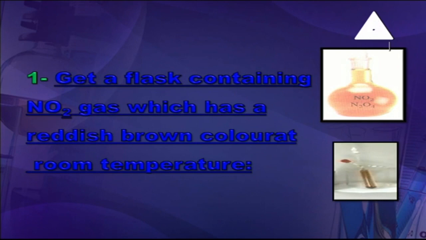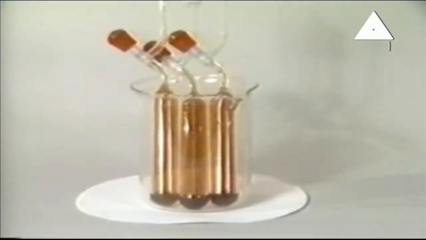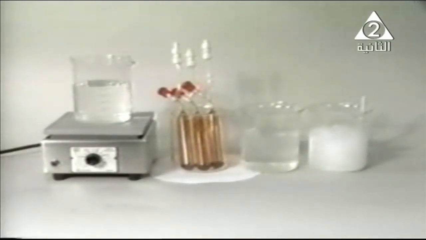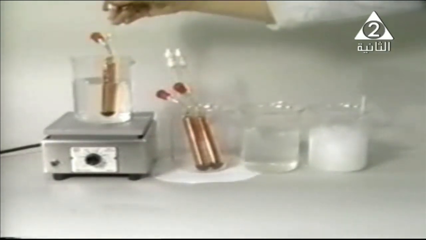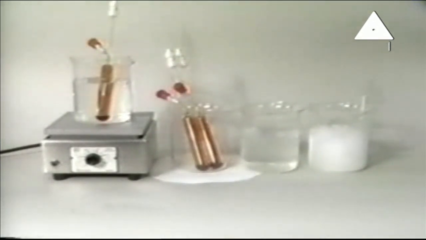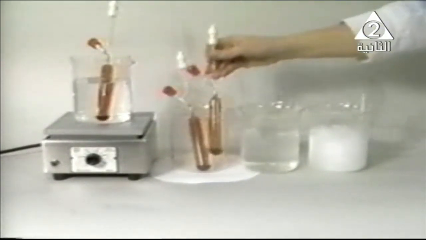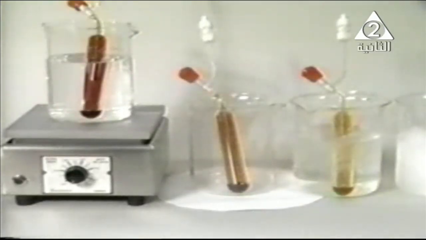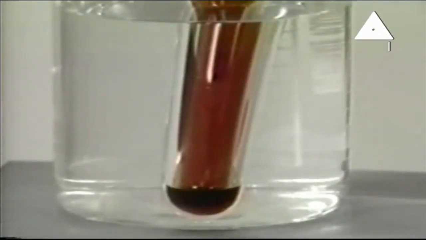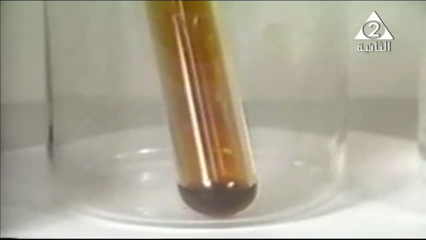As shown on the screen, get a flask containing nitrogen dioxide gas which has a reddish brown color at room temperature, as the following animation shows. My dear students, in this experiment we bring 3 test tubes containing nitrogen dioxide gas in equilibrium with its dimer dinitrogen tetraoxide. Here, my dear student, we have to put each one in 3 different beakers, one containing tap water and the other containing hot water and another one containing cold water.